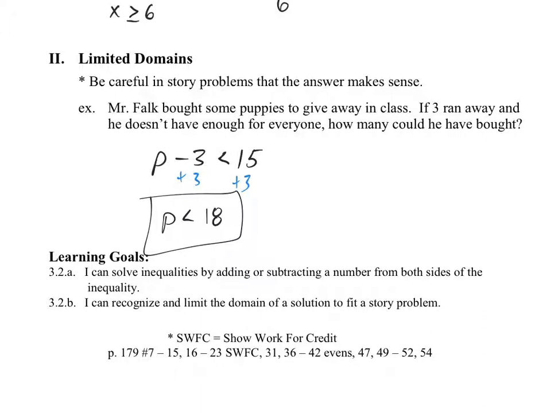But so for the limited domain, I could have bought, I suppose, 0 puppies. But that doesn't really fit with the bought puppies. But it could be 1 or 2 or 3 or 4 or 5, 6, 7, 8, 9, 10, 11, 12, 13, 14, 15. And then stop. 16. 17. Well, not 18. But it's basically P is going to be integers, non-decimal numbers, or you could say natural numbers, but less than 18.